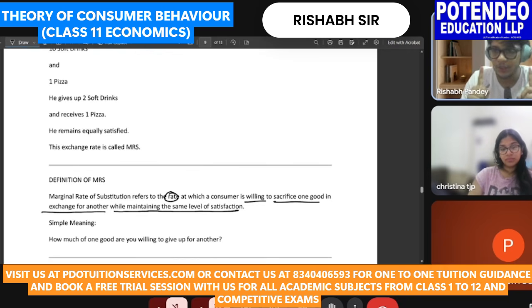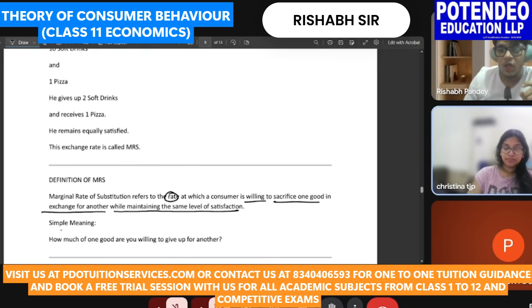Kit Kat and Dairy Milk. Christina wants a Kit Kat. I have Kit Kat, but I want Dairy Milk. You have my Dairy Milk. I can exchange that. Why? Because both are providing me the same satisfaction. I'm doing it with my own will. I am willing to do it. That's why I'm doing it. No economy is pressurizing me. Please write this down.